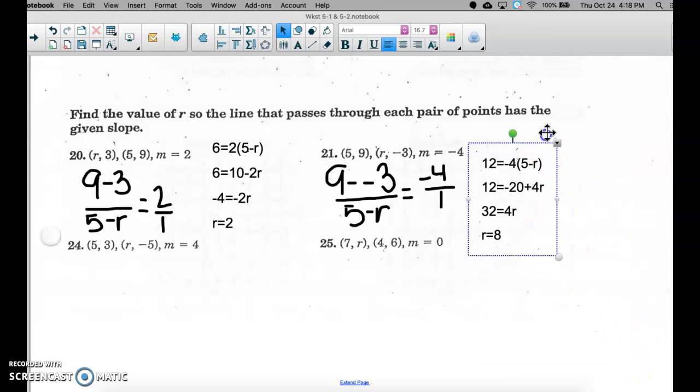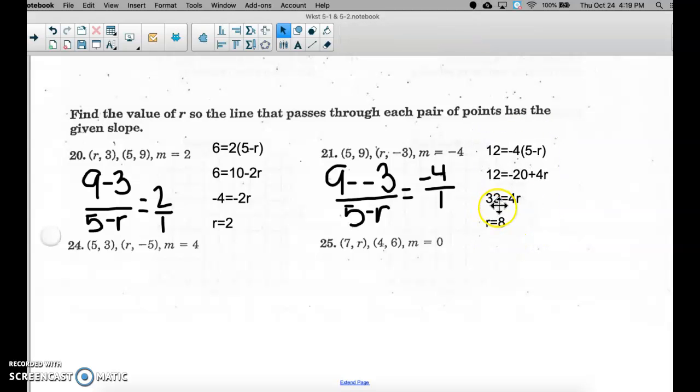When we go back and check to make sure our answer works, we get 12 on top and we get negative 3 because 5 minus 8 is a negative. 12 divided by negative 3 is negative 4, so we know we did it right.